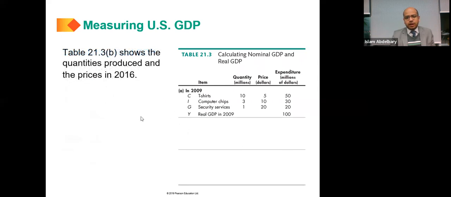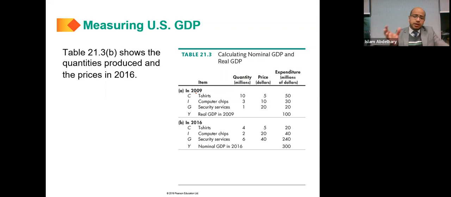So for instance, if this is 2009 and 2016, we can see here that the prices of most of the products are higher than the old prices. So the total, the summation here is 100, and here is 300, which means the nominal GDP increased 3 times. But does this reflect the reality? Does this reflect the real situation?